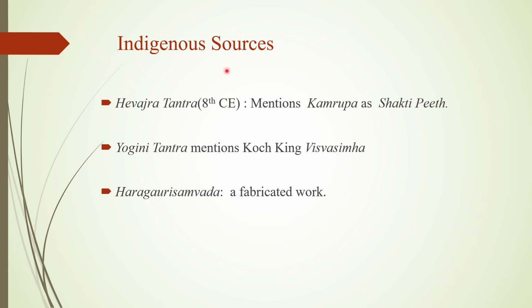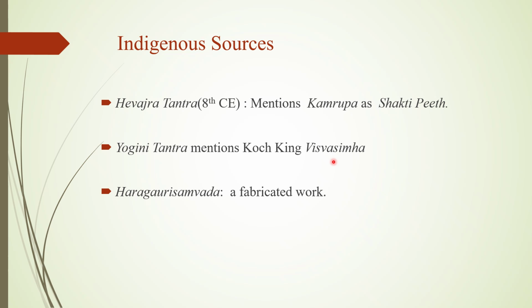So another indigenous source is the Hevajra Tantra. It mentions Kamrupa as Shakti Peeth. It is a work of the 8th century. Then there are other tantric works. The Yogini Tantra mentions Koch king Vishwa Simha. So the names of Koch king Bhaskara Varman are also found in different sources.